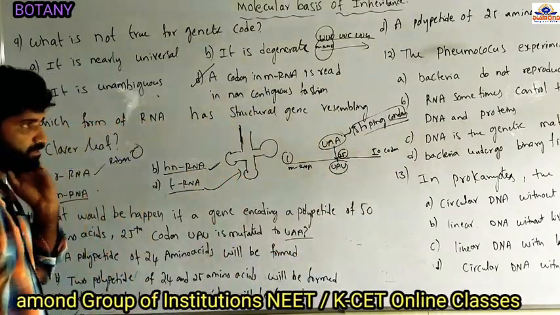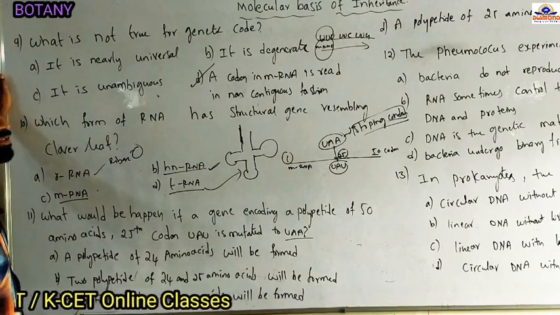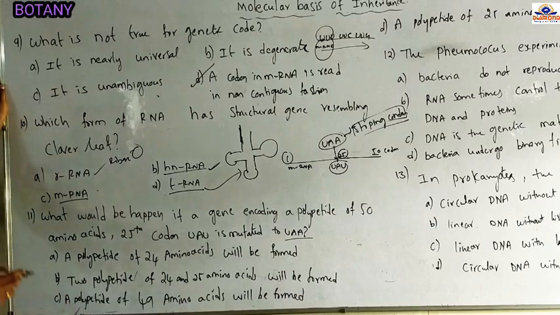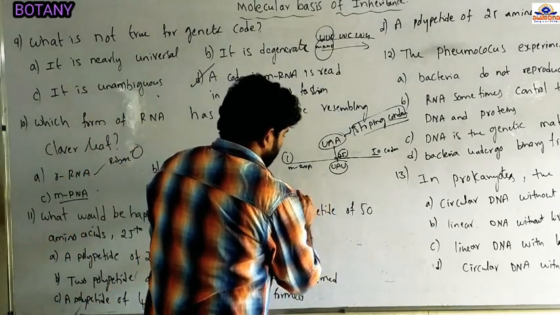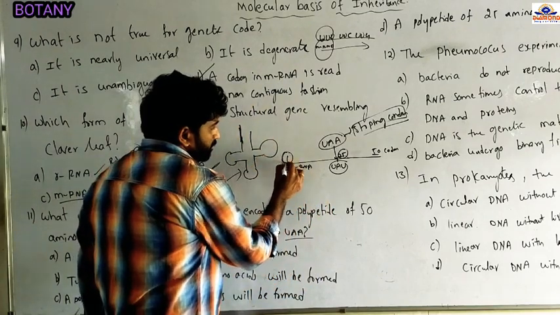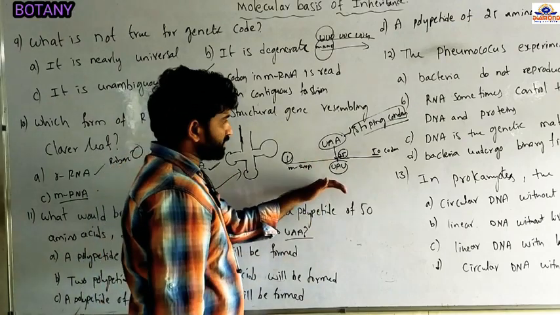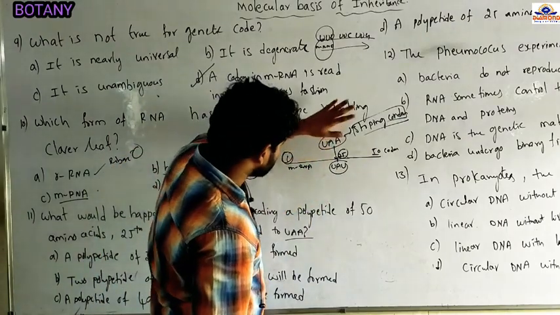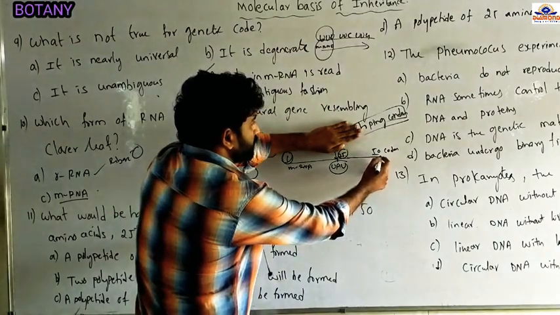So what happens if the 25th codon is mutated to UAA instead of UAU? If UAU were present, polypeptide chain synthesis would take place from the first codon through all 50 codons. But with UAA, synthesis proceeds only up to the region of the 25th codon.